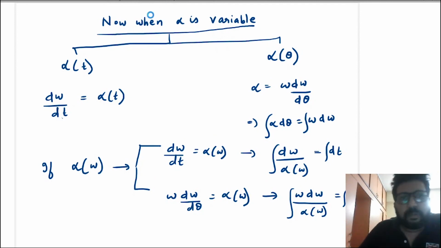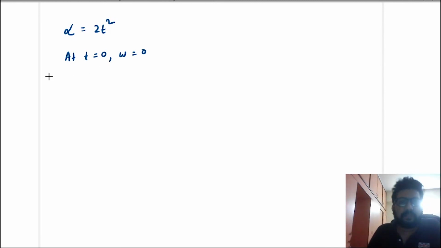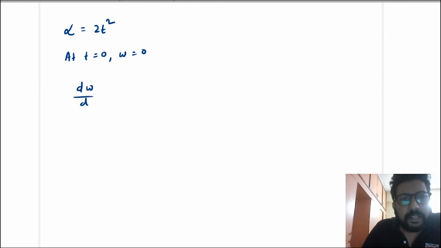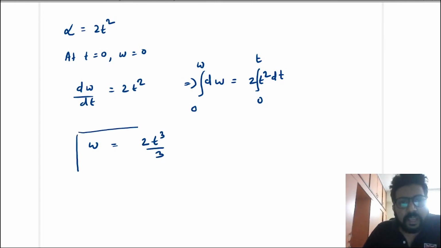Okay, so let us do one problem. Suppose it is given that alpha is 2t square, and it is given that at t equal to 0, omega is 0. That is, the particle starts the circular motion from rest. So in that case you will say that d omega by dt is equal to 2t square. That means d omega is equal to 2t square dt, and if you integrate you will see at t equal to 0 omega is 0, at t equal to any time t you can say omega is omega final. So omega is equal to 2t cube by 3. So this is the omega as a function of time.